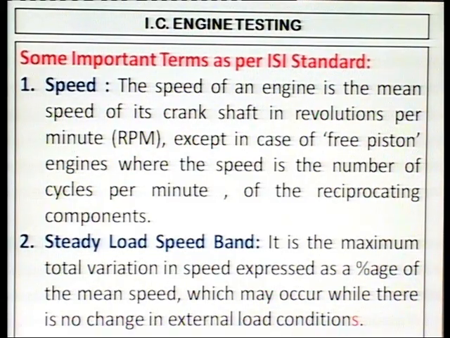Some important terms as per ISI standards. First, speed. The speed of an engine is the mean speed of its crankshaft in revolutions per minute, except in the case of free piston engines, where the speed is the number of cycles per minute of the reciprocating components. Second, steady load speed band. It is the maximum total variation in speed expressed as a percentage of the mean speed, which may occur while there is no change in external load conditions.